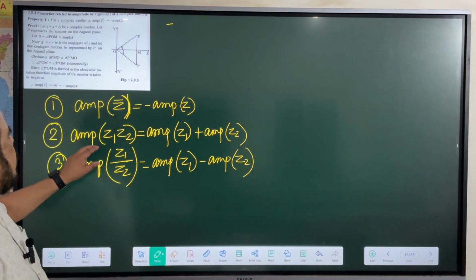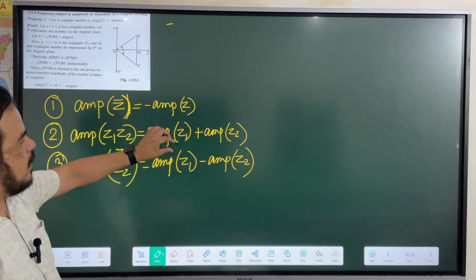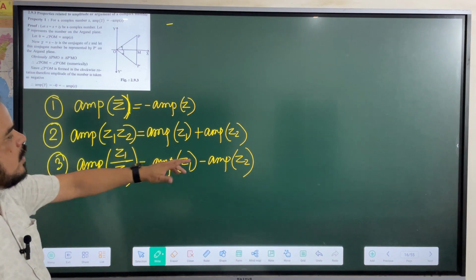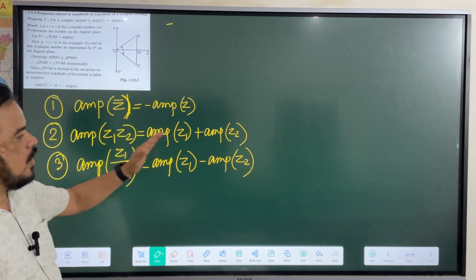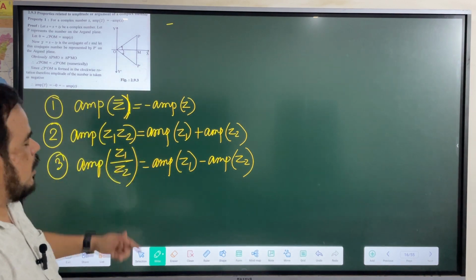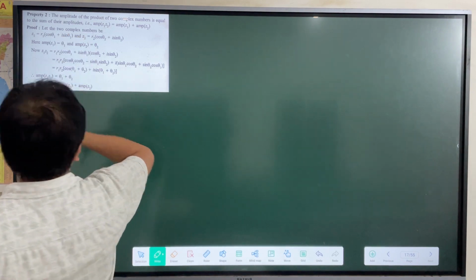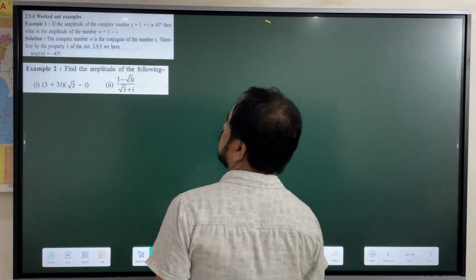So if two complex numbers are multiplied, then the amplitude is the amplitude of the first complex number plus the amplitude of the second complex number. If division, then subtract. Multiplication is added, division is subtracted. So there are some examples: property number 2, property number 3. Okay, this one you can see.